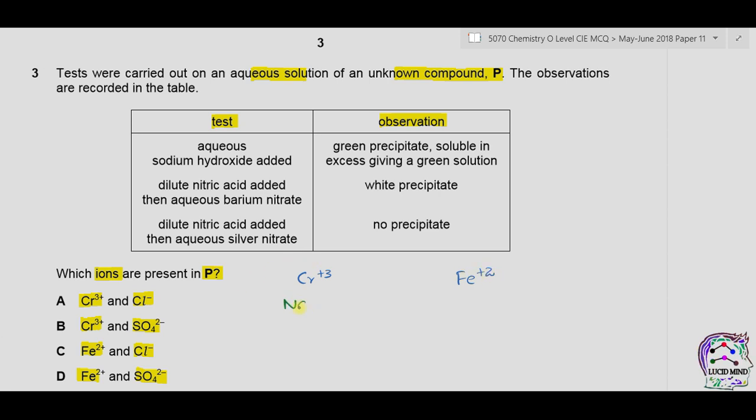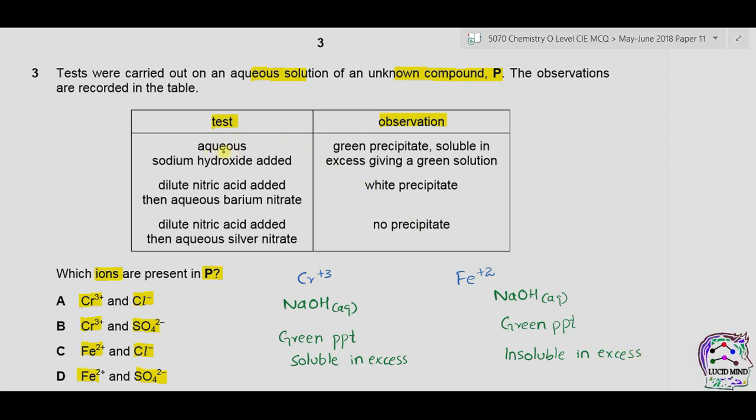Now, upon addition of aqueous sodium hydroxide, chromium(3+) gives green precipitate, which is soluble in excess sodium hydroxide. While in iron(2+), when aqueous sodium hydroxide is added, green precipitate is formed and this precipitate is insoluble in excess. As in the test, we can see when aqueous sodium hydroxide is added, it forms green precipitate which is soluble in excess, giving a green solution. So therefore it should be chromium(3+). So it is either A or B. It is not C and D because iron(2+) is insoluble in excess.